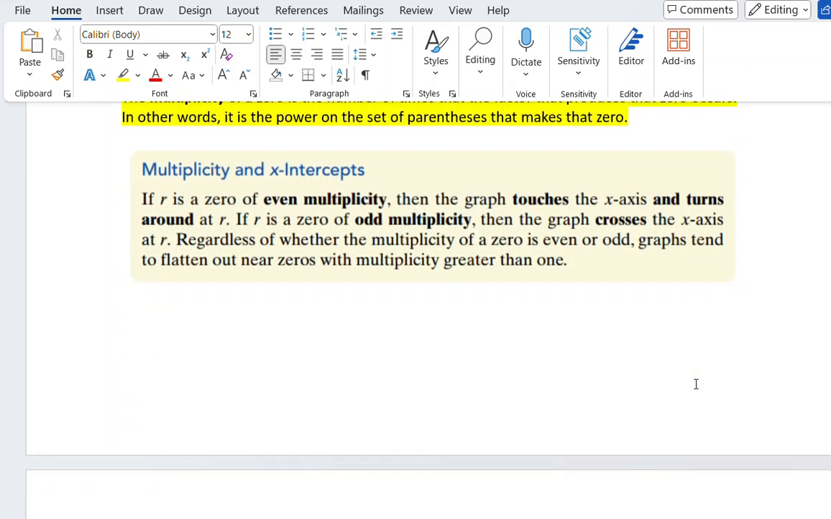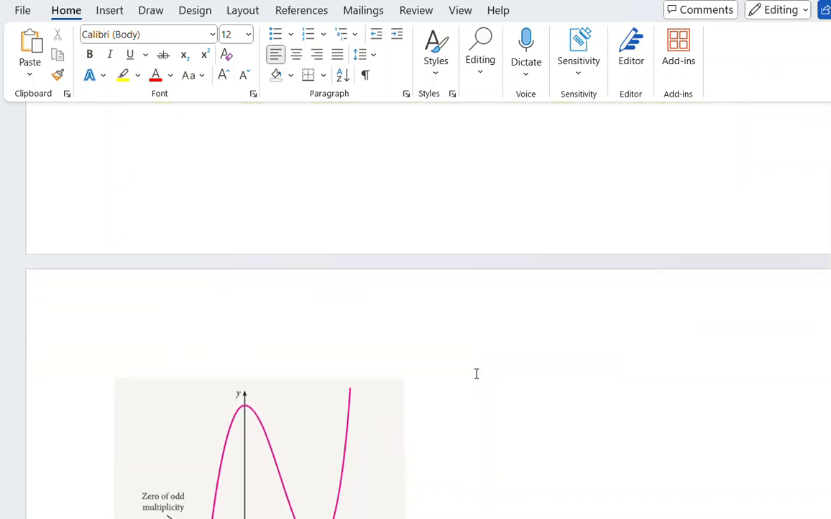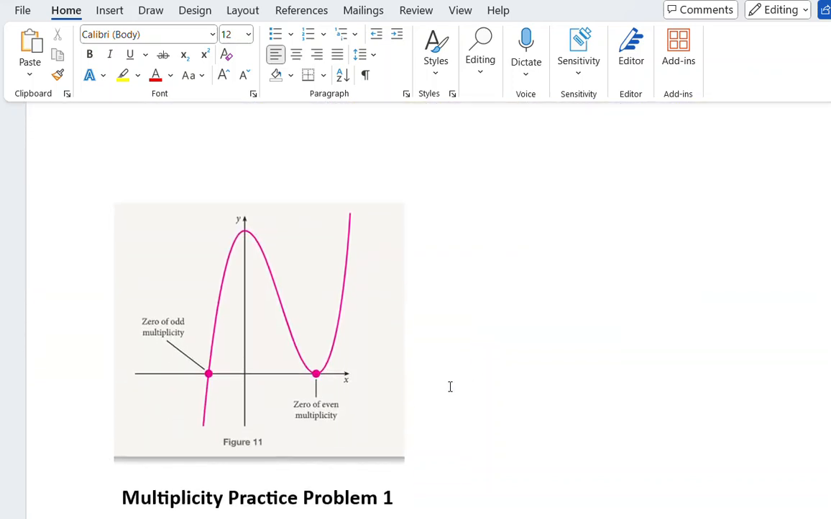So if the multiplicity is just 1, then that's when we see the graph go straight through, like this, without doing any flattening out. So multiplicity of 1 goes straight through. Multiplicity of 3 goes through but has this flattening out area. And then this is a picture that shows that as well. Odd multiplicity, we see the graph going through. Even multiplicity is the touching and turning around situation.